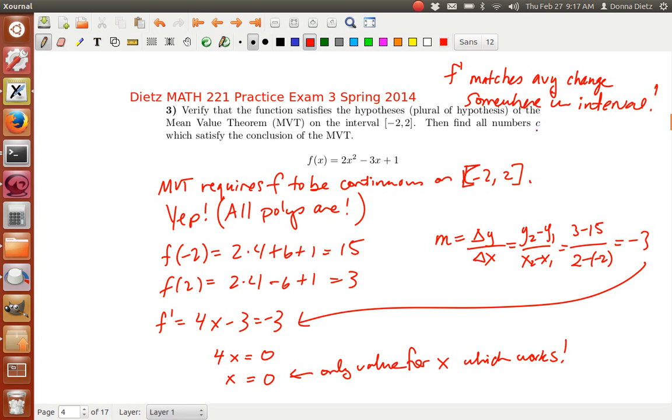And when it says numbers C, you don't have to write C. You could say C equals 0 if you want, but it's not necessary. The point is that in the statement of the theorem, they call it C in the theorem. It's not required that you call it C in your answer, only that you comprehensively answer the question. Now if I say this is the only value for x which works, and I've stated f prime matches average change somewhere in the interval, then it's perfectly clear to someone who's looking at my paper. I don't need to use the letter C again. That's optional. Okay? Hopefully that helps.